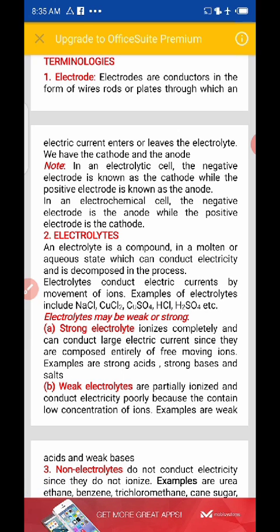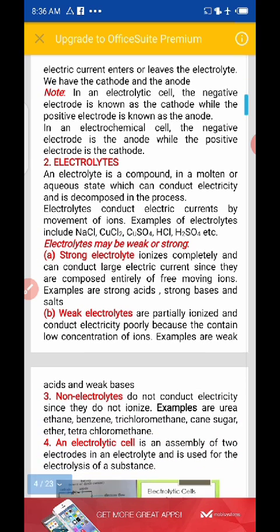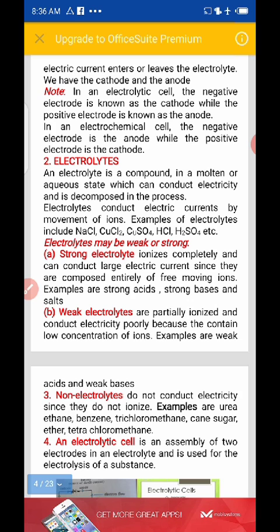Then, electrolytes now. That's the second terminology. An electrolyte is a compound in a molten or an aqueous state which can conduct electricity and is decomposed in that process. Any compound that has the tendency of conducting electricity and then gets decomposed in that process of conducting electricity is an electrolyte. It can either be in a molten form or in an aqueous form. And we can have a weak electrolyte and a strong electrolyte.